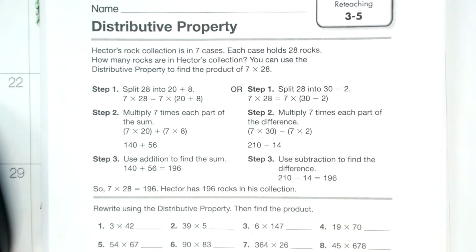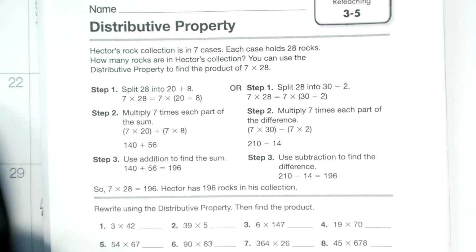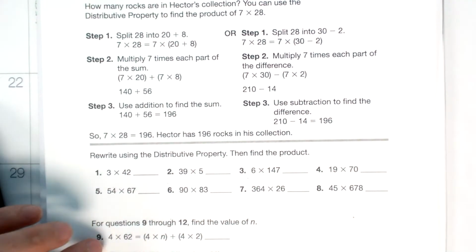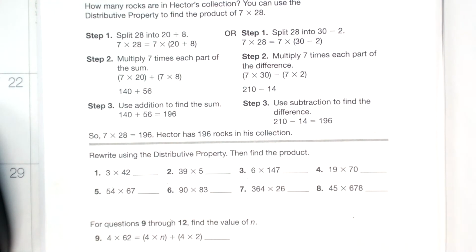Hey kiddos, we're going to be doing grade 5 Envision math, topic 3, lesson 5, distributive property. Distributive property is breaking apart the problem and distributing it to each part of the problem. I know that's confusing, but I'm going to show you and it's going to make a lot more sense. So we are working on the reteaching paper for 3-5. These are the problems that we're going to work with, and we'll go ahead and get started on them.